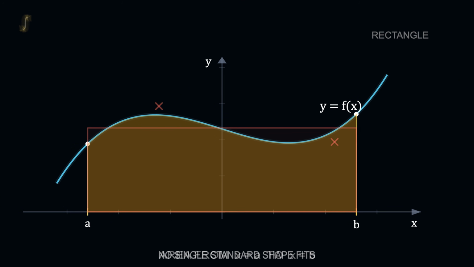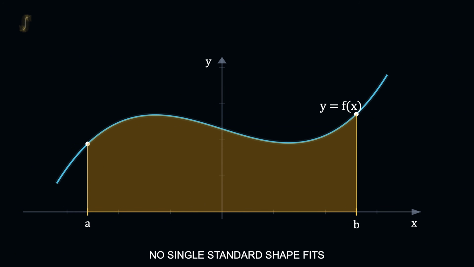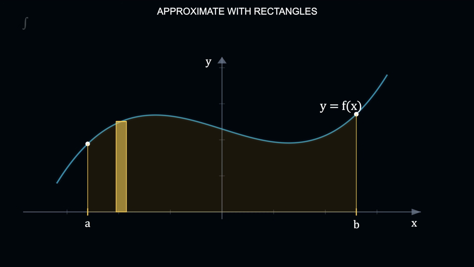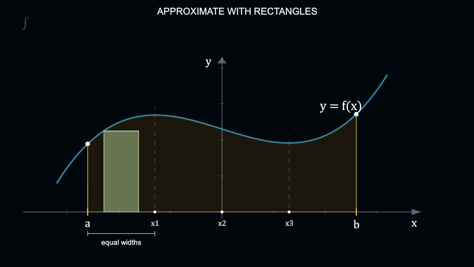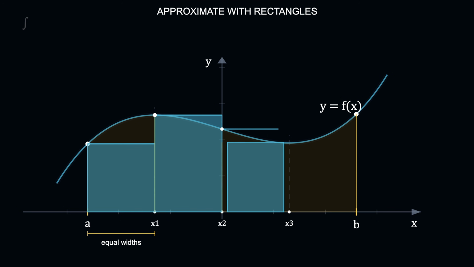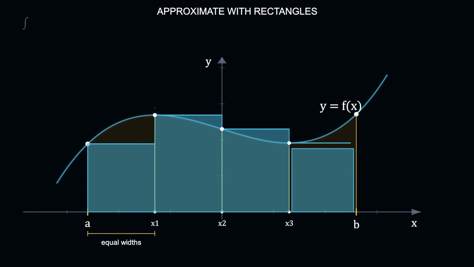So instead of trying to measure the entire region at once, we will break it into pieces that we already know how to measure. Divide the interval from A to B into 4 equal parts. Above each part, construct a rectangle. Its width is the length of the small interval, and its height is taken from the value of the function. The area of one rectangle is therefore width times height. Adding the 4 rectangles gives an approximation of the total area.